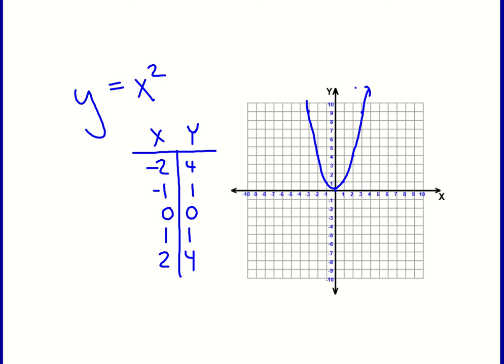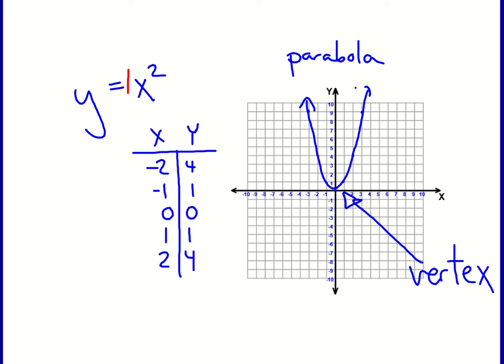When we graph it, we can see that this makes a U shape, which is called a parabola. And the highest or lowest point on the parabola is called the vertex of the parabola. It's also important to note that the vertical stretch of this A value, which is currently 1, indicates that as I go over 1 unit from the vertex, I would go up 1 unit, and that as I go over 2 units from the vertex, that I go up 4 units.